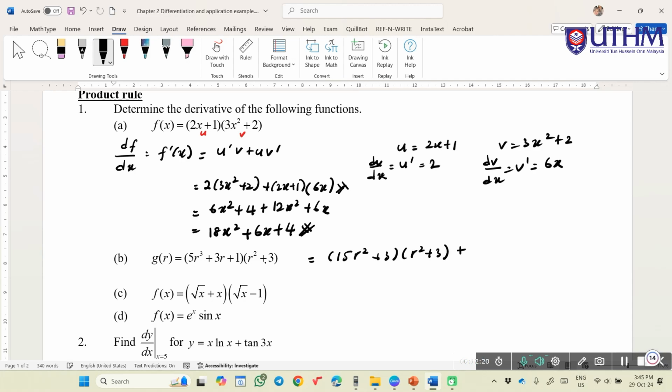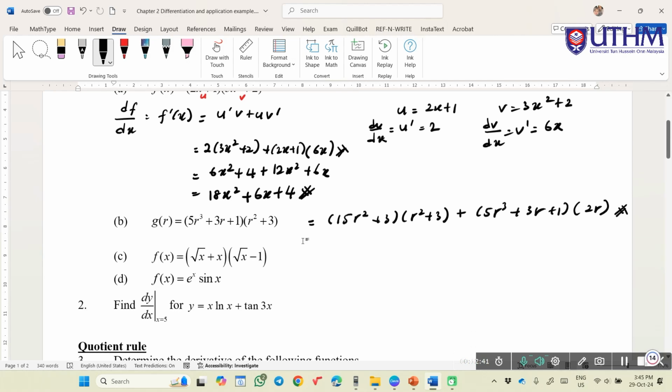plus u, 5r cubed plus 3r plus 1, times 2r. This is the answer. You can leave it here, or you can simplify this one. So try to simplify it on your own.